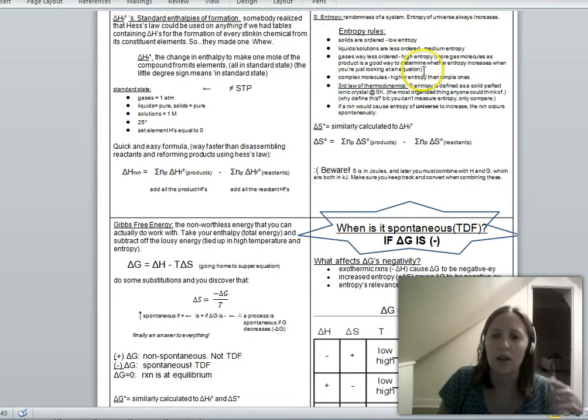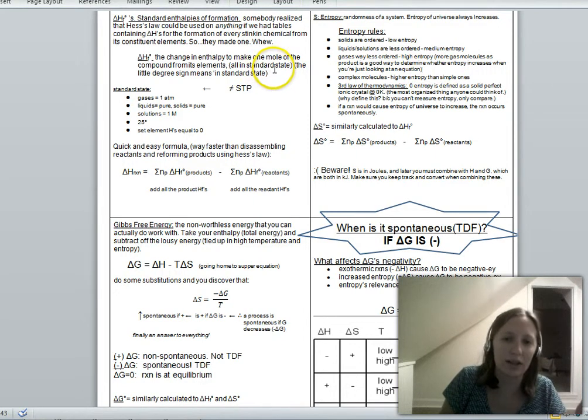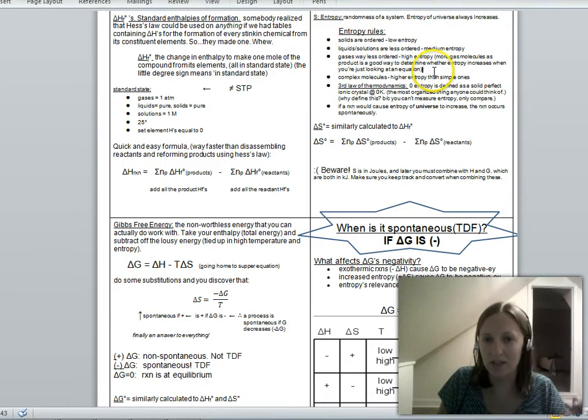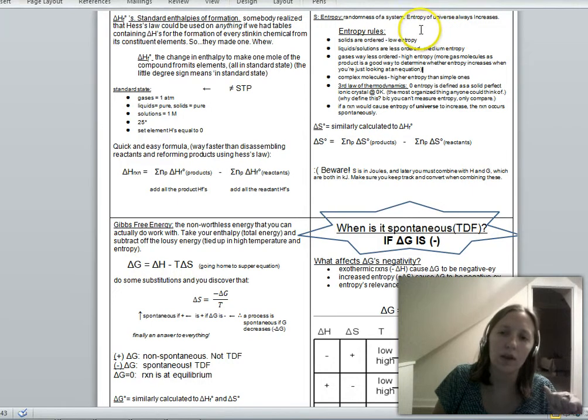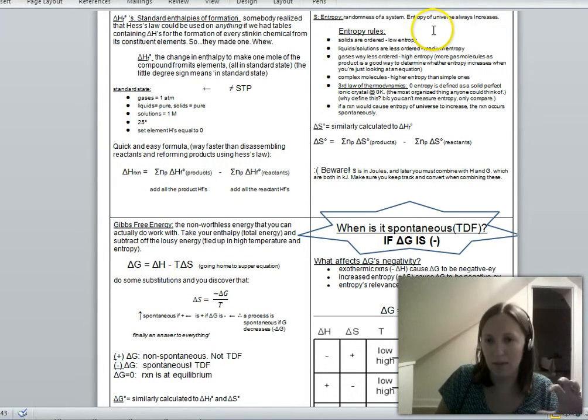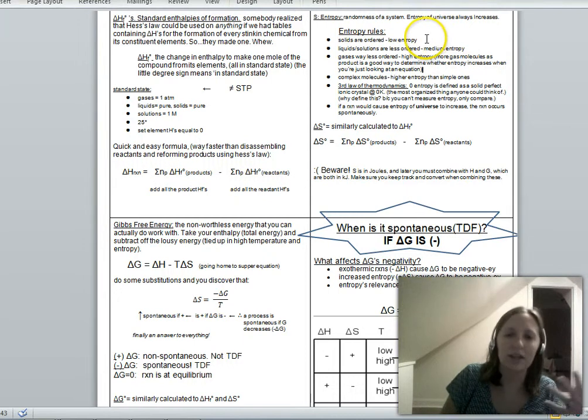So the two things that we know are, if the enthalpy is exothermic, it's more likely to be spontaneous, and if the entropy increases in the system, it's more likely to be spontaneous. But we haven't quite worked out everything yet. We'll get there. So entropy is the randomness of a system, and the entropy of the universe always increases. One thing I wanted to make more clear is how entropy is related to probability.